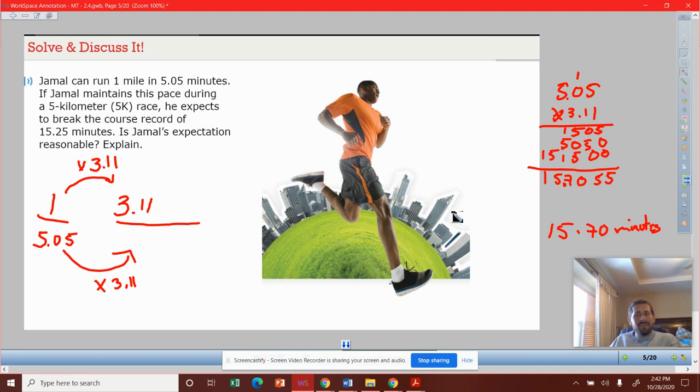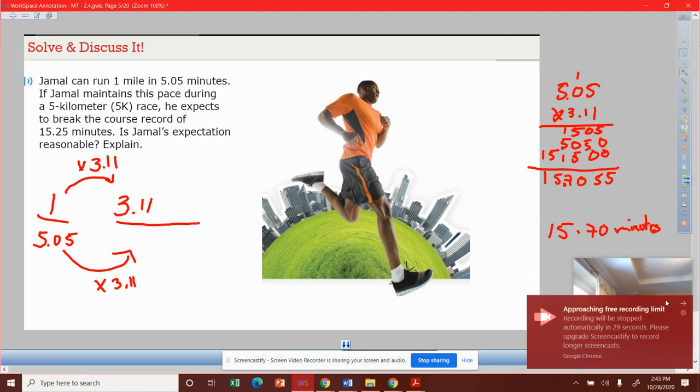Do you think it would have mattered if we had rounded this a little bit differently? Do you think he's still going to make 15.25 minutes? I think there's too much of a gap between the 15.25 and our 15.7 that he's going to need to try to increase his rate down.